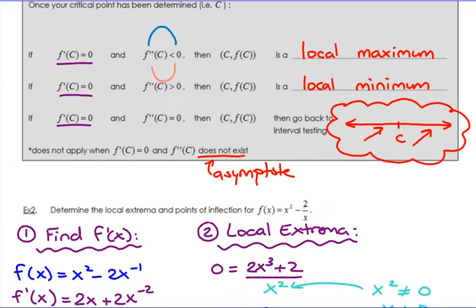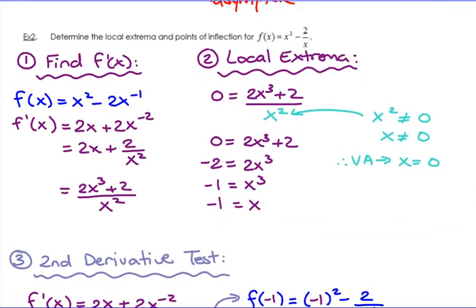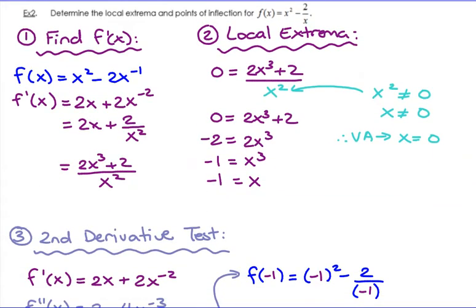Okay, so let's scroll through example number 2. Determine the local extrema. So as soon as they say that, I think first derivative. Okay, and points of inflection. So obviously they're talking about second derivative. All right, so number 1 says find my first derivative. Taking my original, going through the purple, I find my very first derivative function.